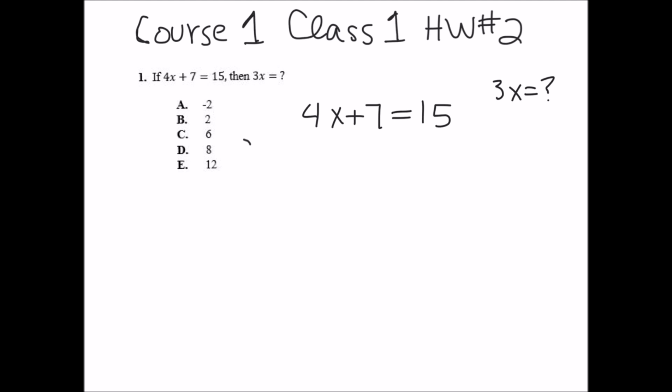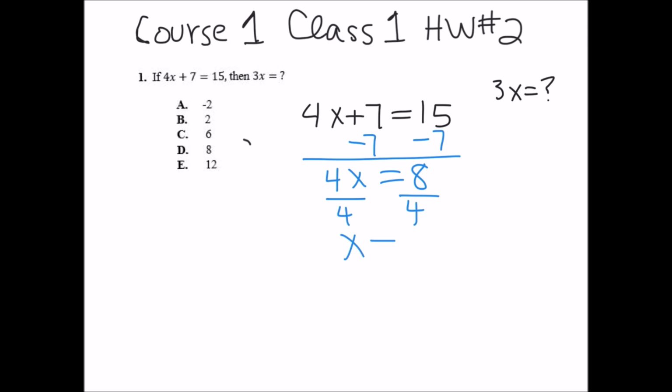This problem asks us if 4x plus 7 equals 15, then 3x equals what? So first we need to solve for x and then find out what 3x is. So I'm going to move 7 to the other side by subtracting. 4x equals 15 minus 7, which is 8. Divide both sides by 4. Find out that x equals 2, so therefore 3 times 2, 3x, equals 6. The correct answer is C.